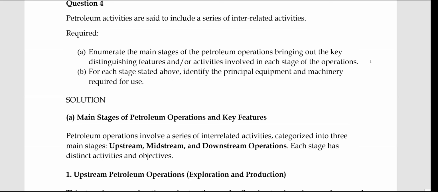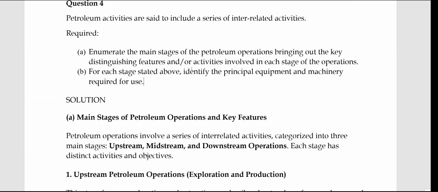That's from acquisition, exploration, production, the upstream, midstream, downstream things. Whichever way you go, you are correct. And then they said for each of the stages stated above, identify the principal equipment and machinery required for use. This is what we'll get: equipment and machinery that they use under each stage.